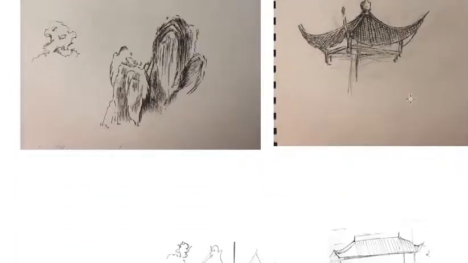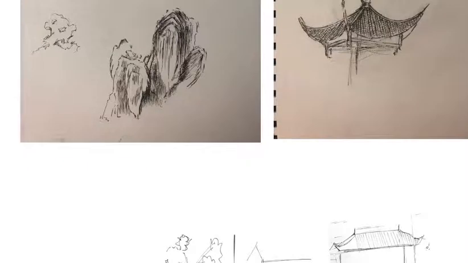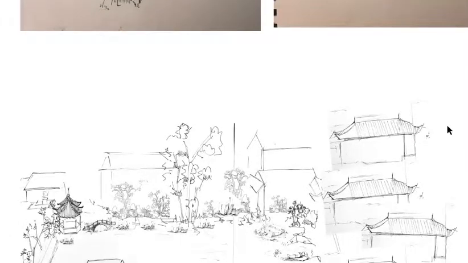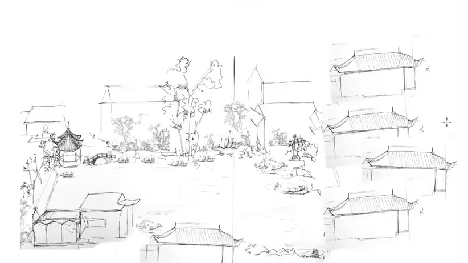And then I designed the first draft. This is the first draft. I designed the structure of the buildings. A small river goes through the houses, and the buildings stand by the river.